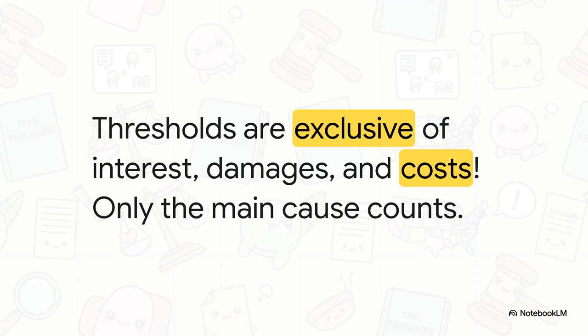The professor gave a really fantastic example of this. What if you sue for a 900,000 peso unpaid loan, but you add on 500,000 in interest, 500,000 in attorney's fees, and 500,000 in moral damages? That's 2.4 million total. So do you go to the RTC? Nope. Because your main cause of action is just that 900,000 peso loan. All those damages and fees are purely incidental, meaning they are totally excluded from this threshold calculation. You're still filing in the MTC.